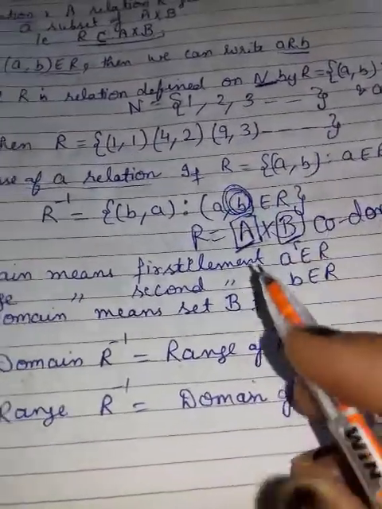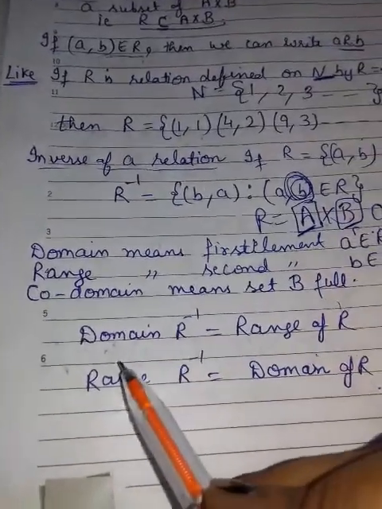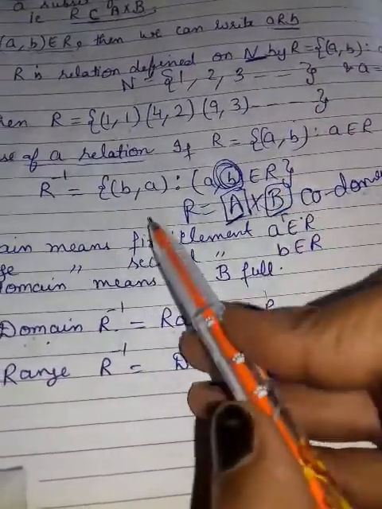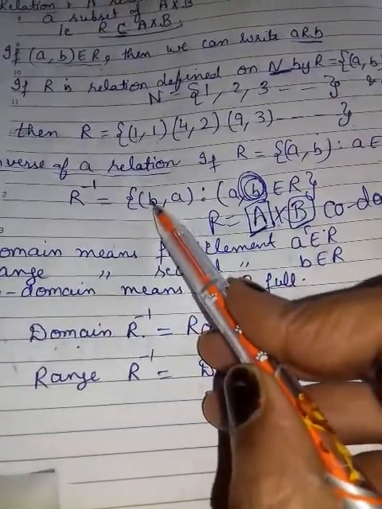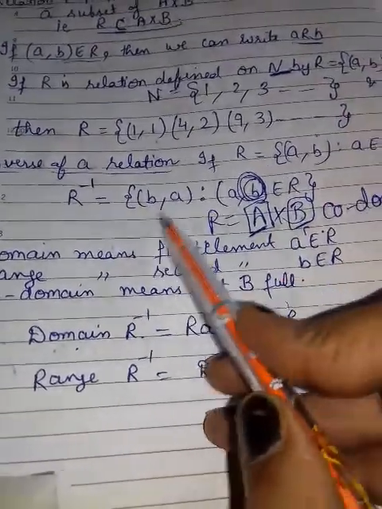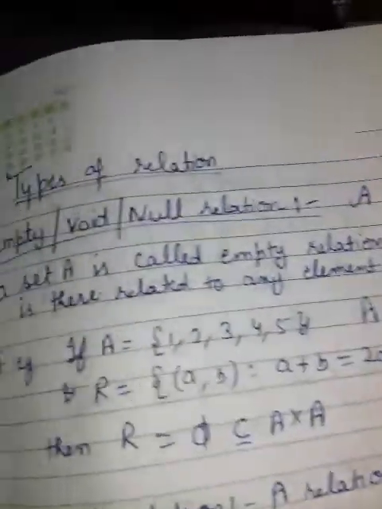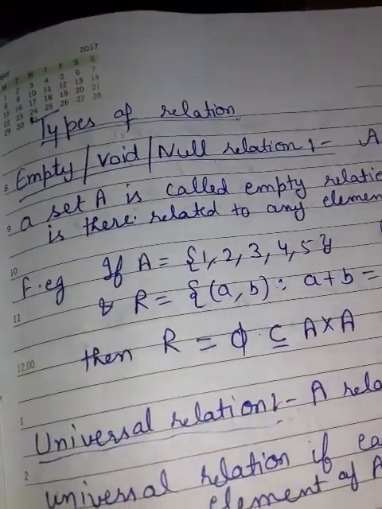This is your second element. And the domain of R inverse, I think you can get very easily, because the domain of this is now the range of this, and its domain is its range. Now we are introducing the types of relation.